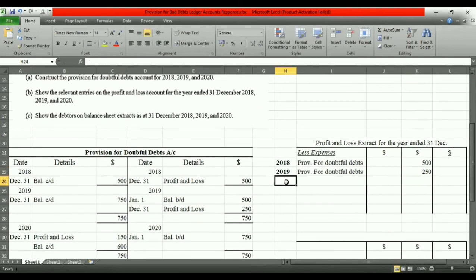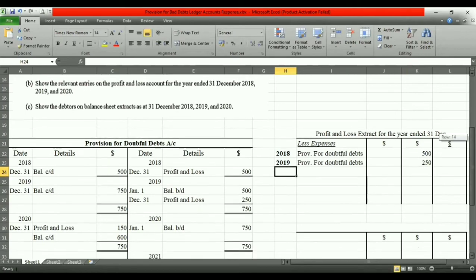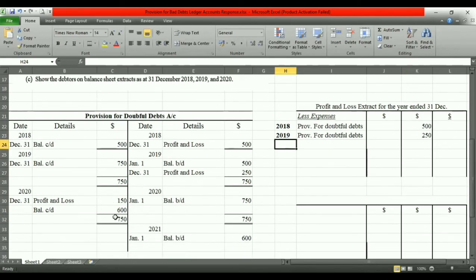For 2020, we noticed that there was a reduction. And in that case, our profit and loss account is credited while our provisions account is debited. Remember, when you credit your profit and loss account, you're showing the item as a revenue. So revenue is usually added to your gross profit in the TP&L. So therefore, we're going to just show gross profit.